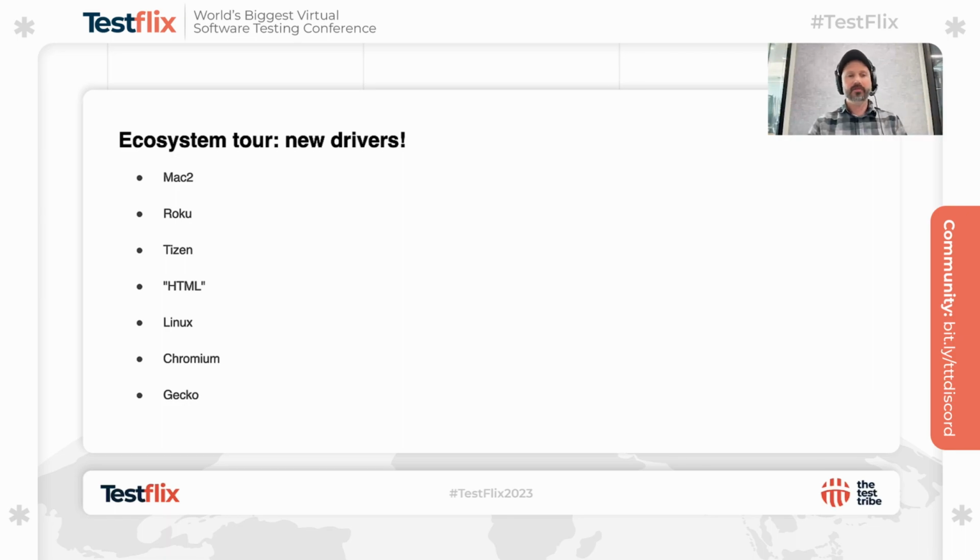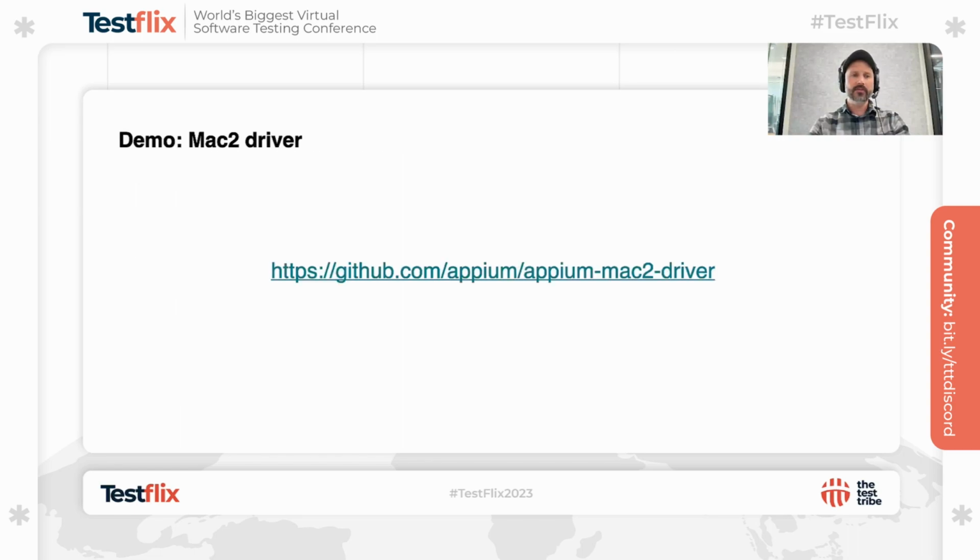There's a Linux driver, a Chromium driver now for automating Chrome browsers on desktop, not just on Android, which already existed. And similarly, a Gecko driver for automating Firefox. So all of the desktop browsers are now also supported in Appium. We're going to do a little demo of two of these drivers, the Mac 2 driver and the Roku driver.